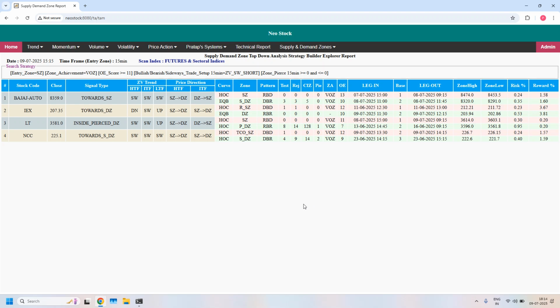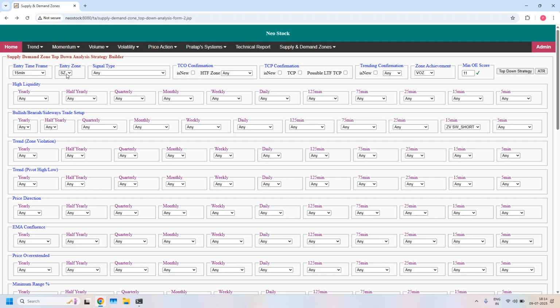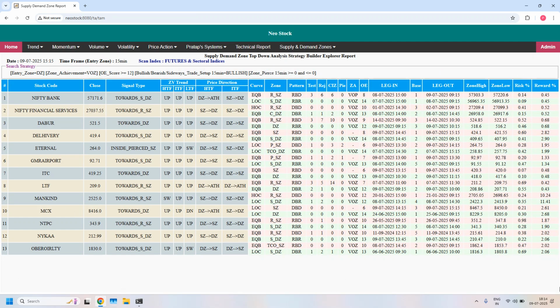Next, bullish trade setup for daily income trade. The changes are 15 minutes demand zone. Here bullish, and one more change here, minimum odd and hands score 12. Let's filter. We got 13 stocks supporting bullish trade setup for daily income trade.